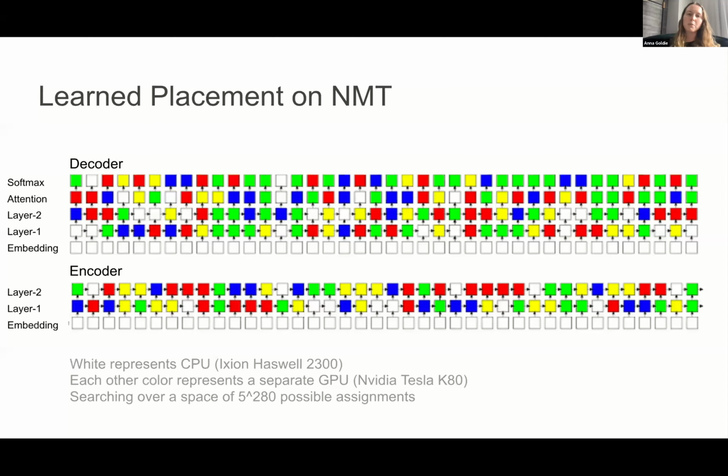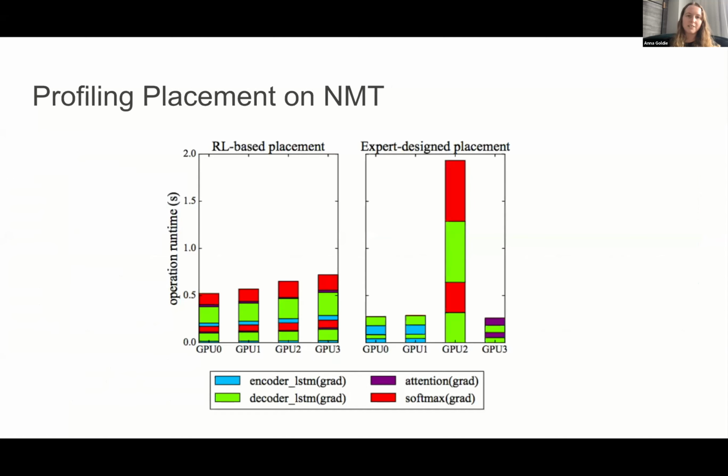And so for fun, here's a learned placement on a neural machine translation model. Kind of looks like some Christmas tree lights here. So the top is a decoder model, various layers, softmax, attention layers 1 and 2, and embeddings, and an encoder. So it looks kind of random. You can notice that the embedding layers were all put on CPU, which makes sense because there's more memory capacity there. But it's kind of hard to understand why would the RL agent choose this particular arrangement of groups onto devices? And so we did some profiling for this particular model.